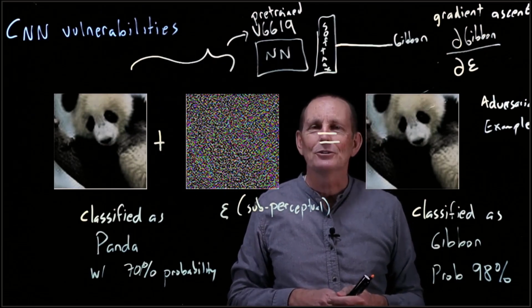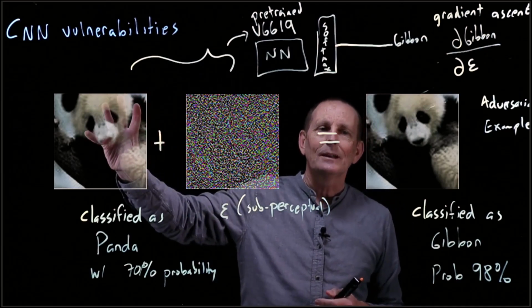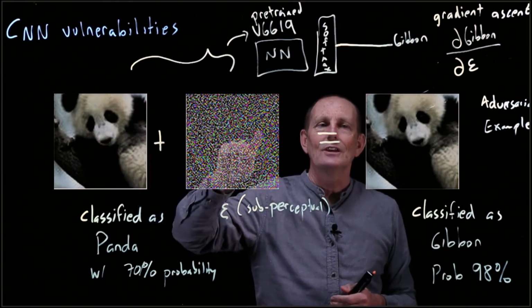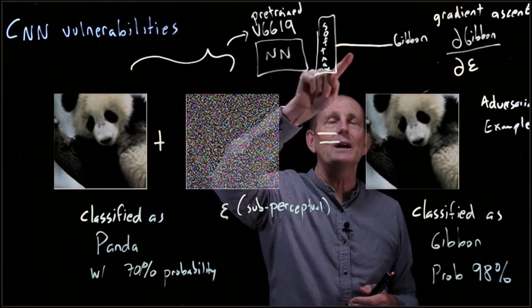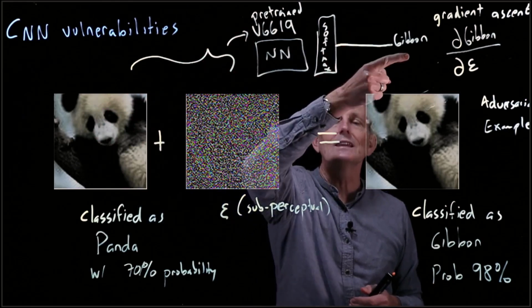So as you can imagine, what you can do is just take this panda image and feed in the panda image by itself. What are the values I get back? And what's the gibbonness?